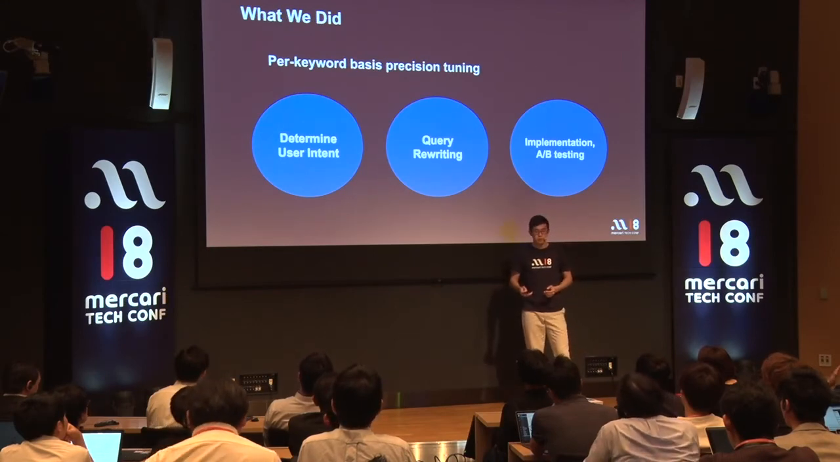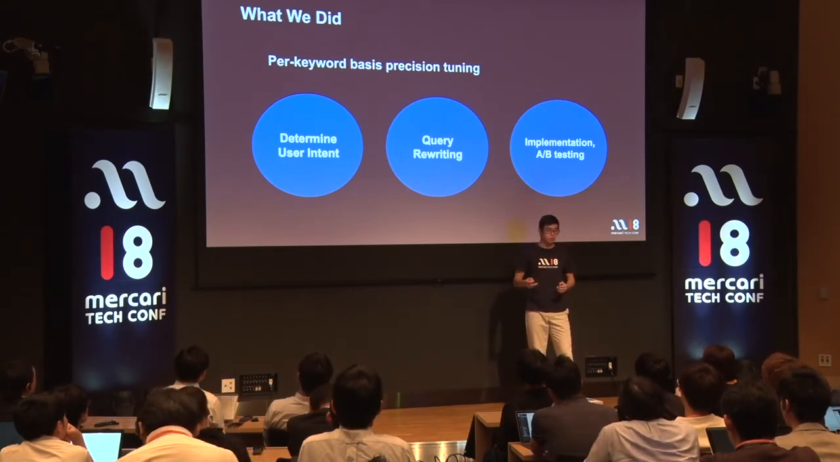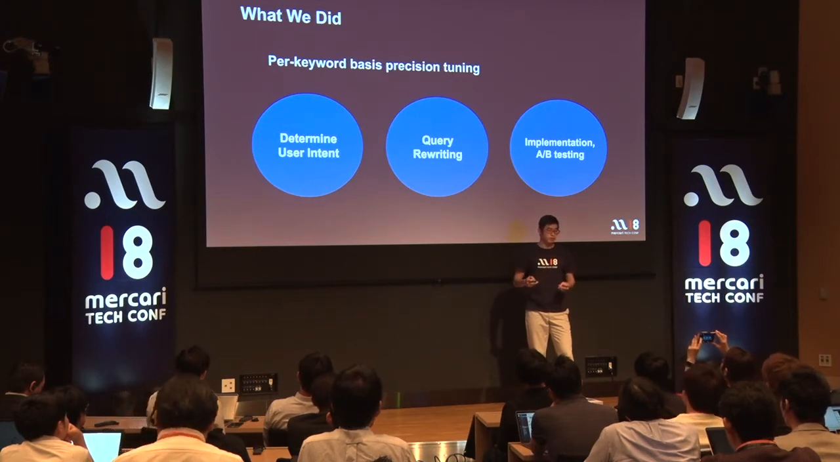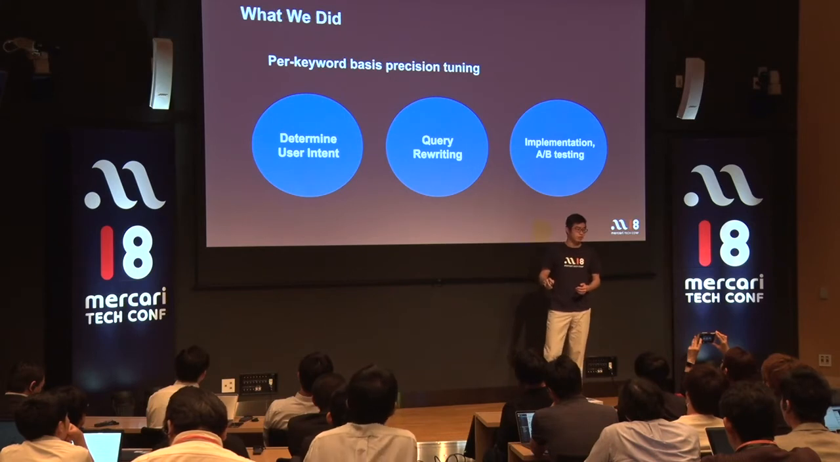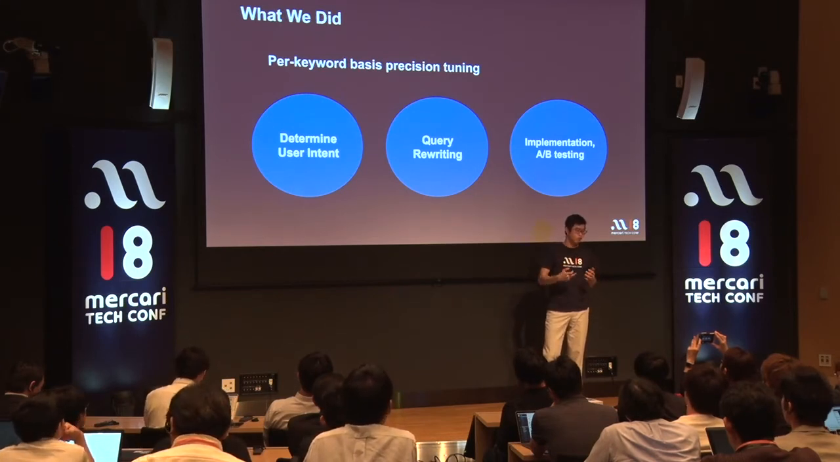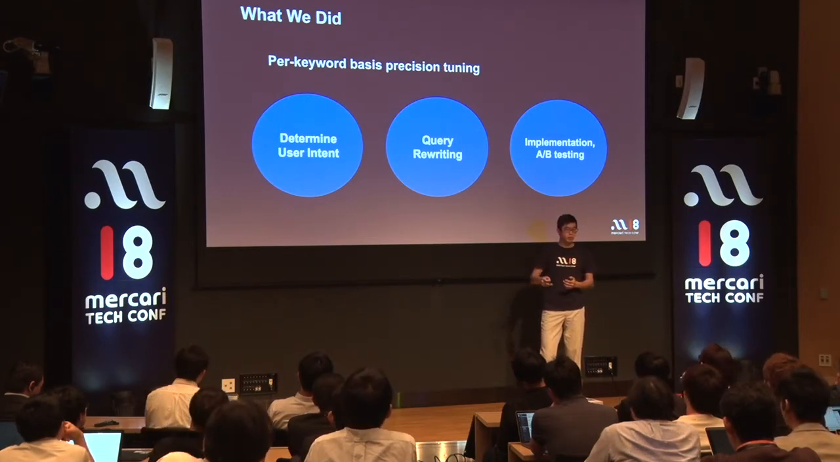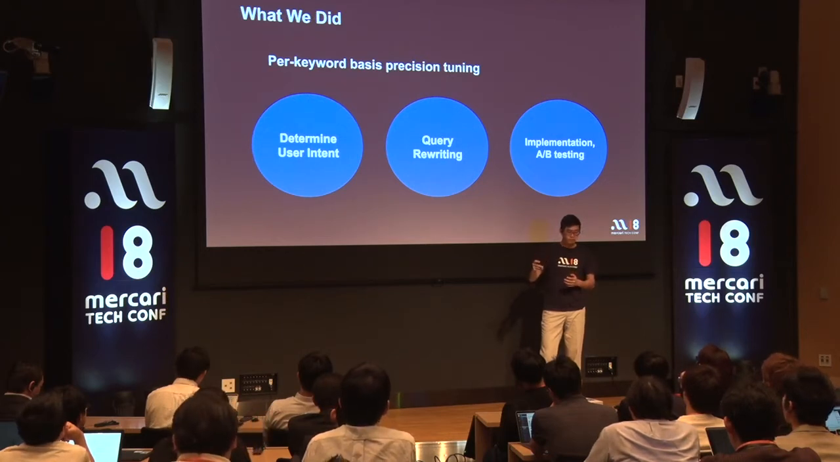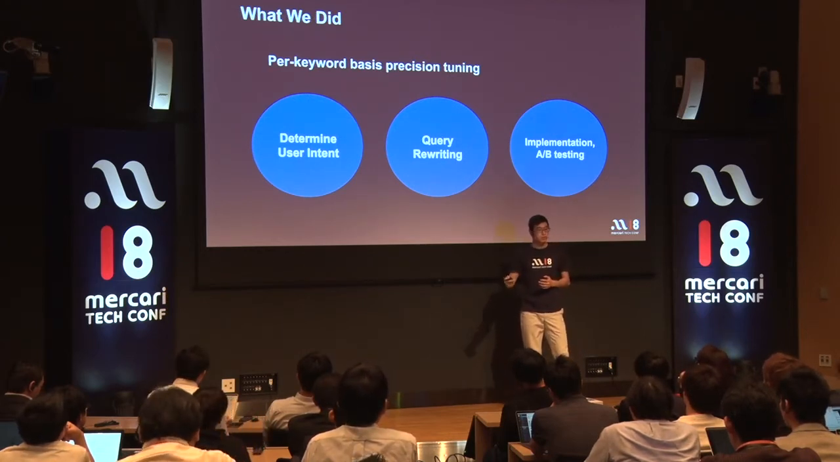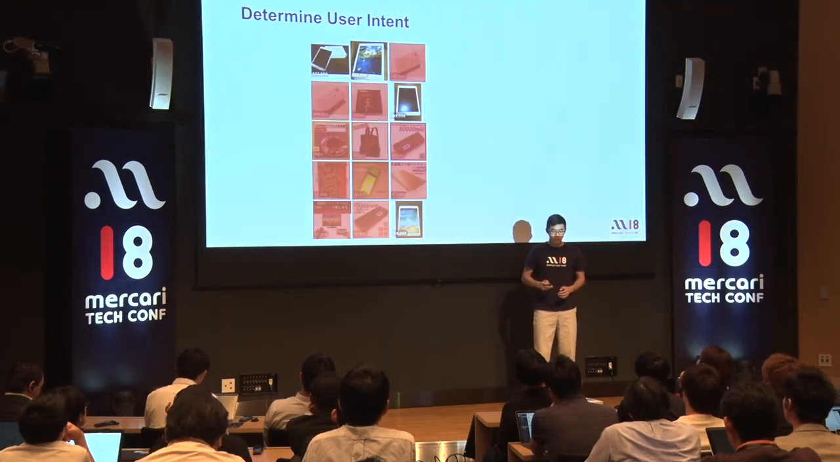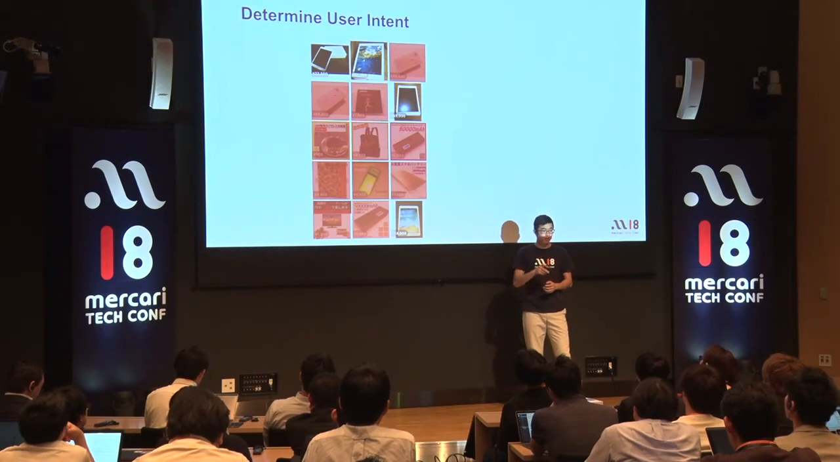And given these difficulties and situations, we decided to solve the problem of low precision by per-keyword precision tuning. And that is, for each keyword, we do three things. So first, we determine the user intent. That is, we figure out what users want from the search keyword. And second, we do the query rewriting. And this is the process of actually improving the precision. And finally, we implement that query rewriting into the production environment as we start running the A/B testing. So now I will go through the details of each of the three steps.